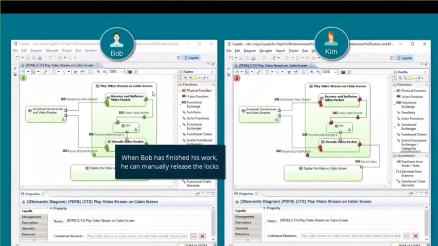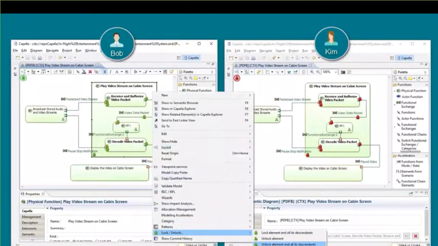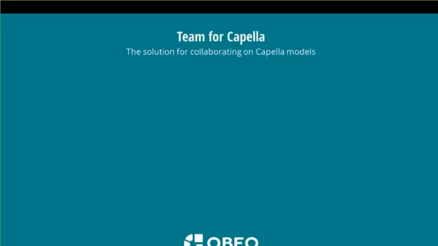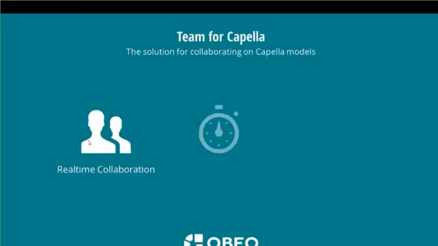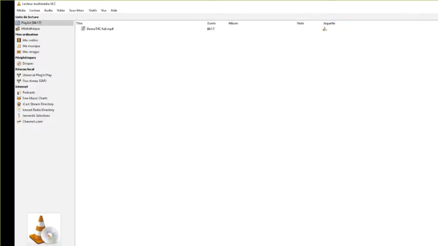And finally, when Bob has finished his work, he will manually release the locks, all elements and their descendants, so that everybody can work again on the model. That's all for this quick demonstration video. So I will go back to my slide.